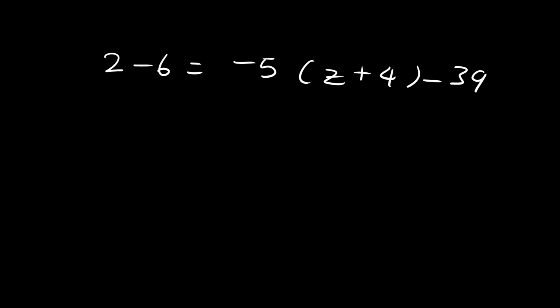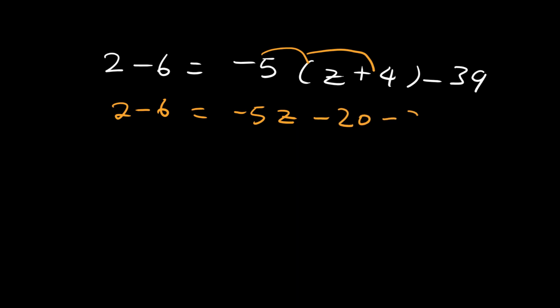Try this one. 2 minus 6 equals negative 5 times the quantity z plus 4, minus 39. First thing is check the parentheses. There's nothing to do in the parentheses. Now we have the negative 5, so let's distribute it. That will be 2 minus 6, negative 5 times z. That's negative 5z. Negative 5 times positive 4, that's a total of negative 20. And then we have negative 39.